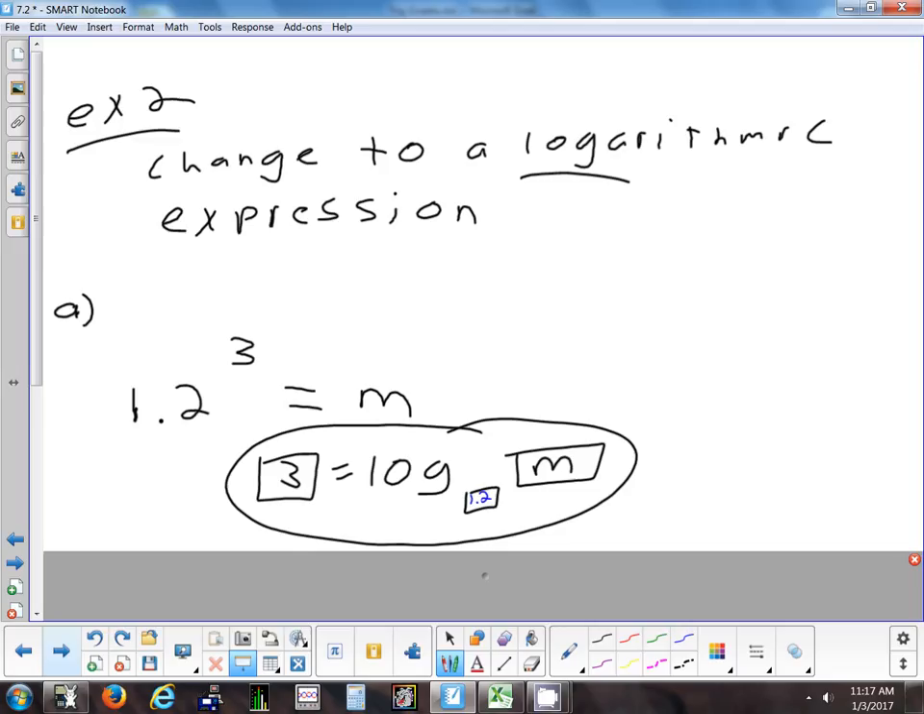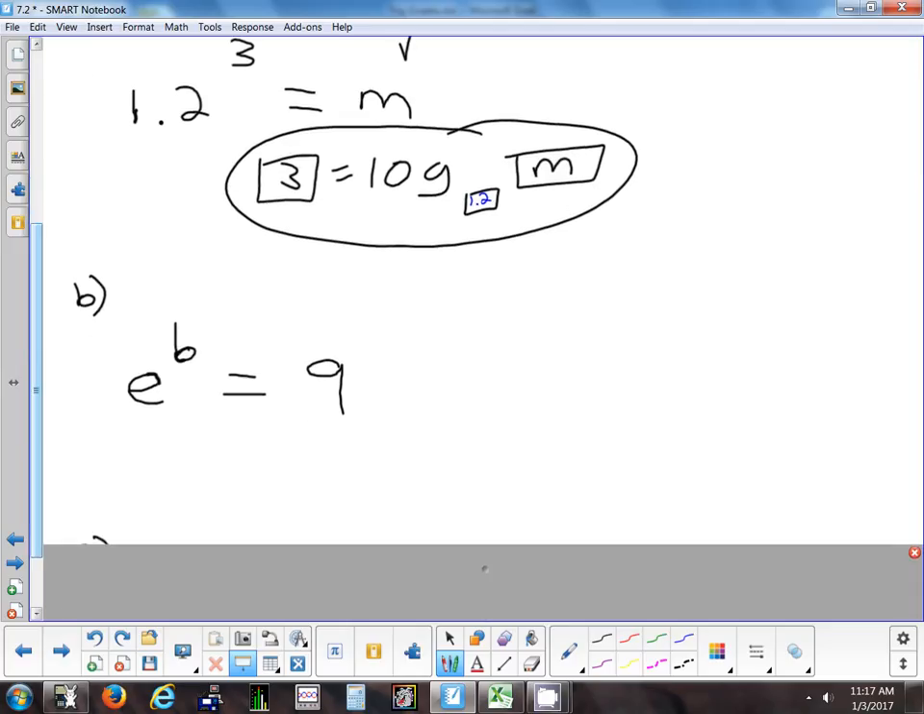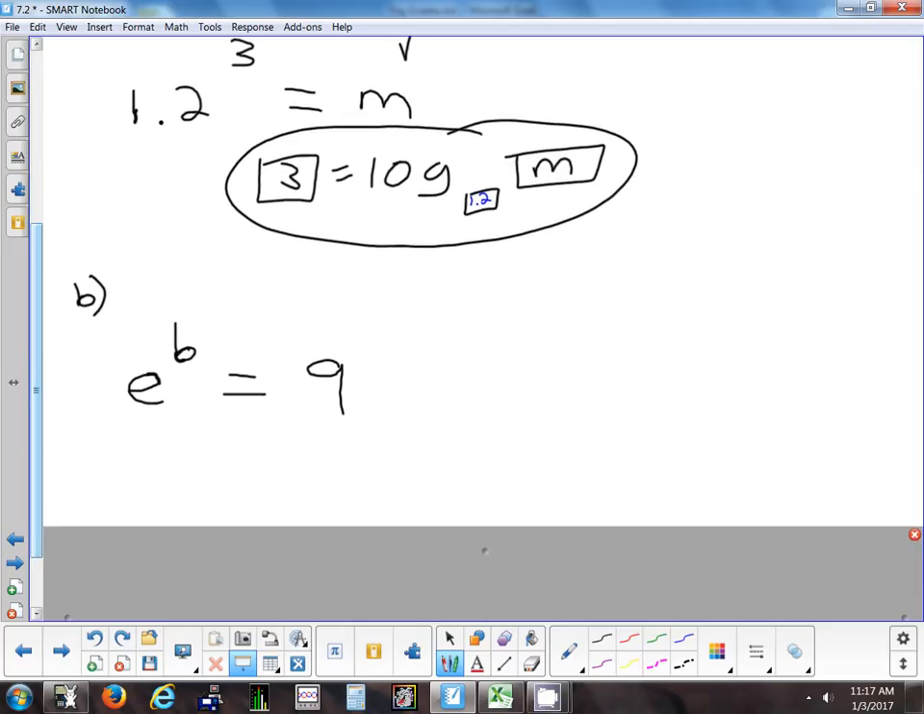Now, in this problem, there really wouldn't be a reason to do what we just did, practically. If you had this, this is a better way to write it than this. That's not always true, but in this one, it would. We're just practicing changing it into a log. All right, let's try this one.